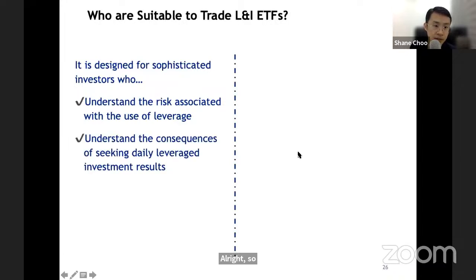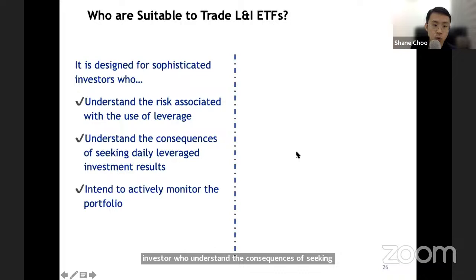So leverage is a double-edged sword. It is for investors who understand the consequences of seeking daily leveraged investment results and who intend to actively monitor their portfolio. This is who it is designed for. When I first started trading leverage inverse ETFs, I was actually trading in the US market.